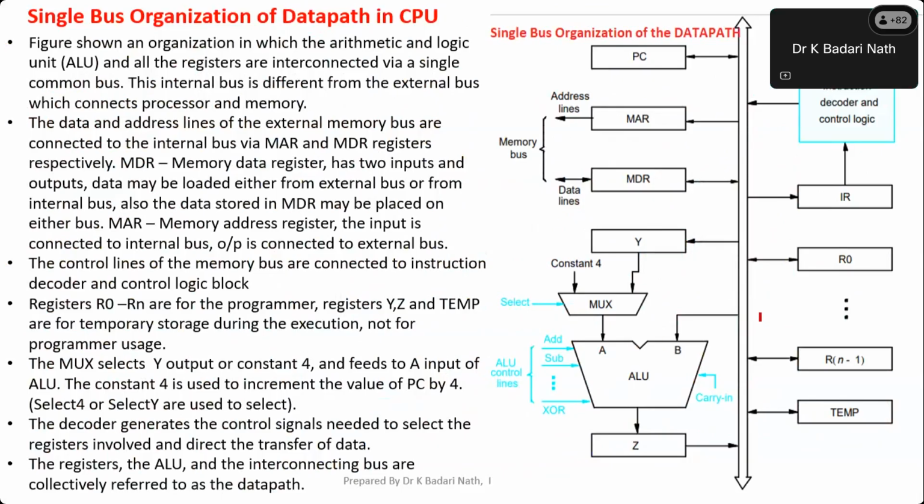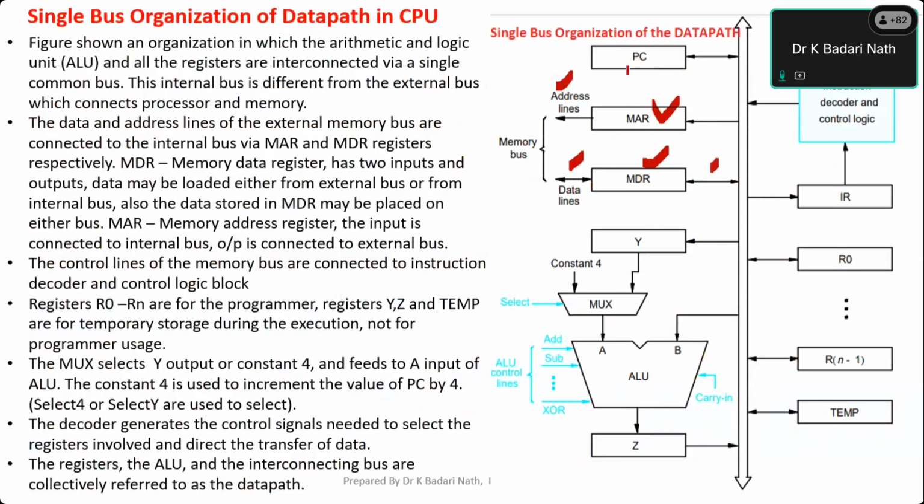Now, we know that the internal bus is connected to the external address bus and the memory data bus, which are connected to the memory. They are connected using the MAR register and the MDR register, as we have just understood. Just remember that it's bidirectional on both sides. Here also it's bidirectional. MAR is single direction, which is used to generate an address on the external address bus.